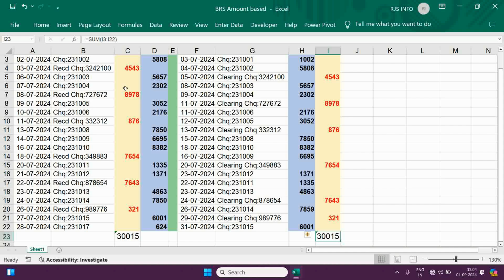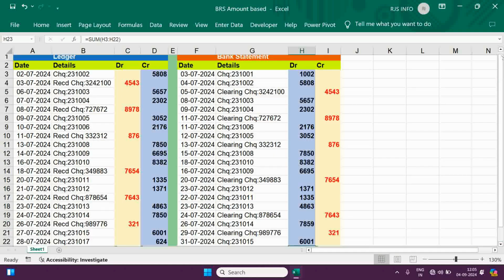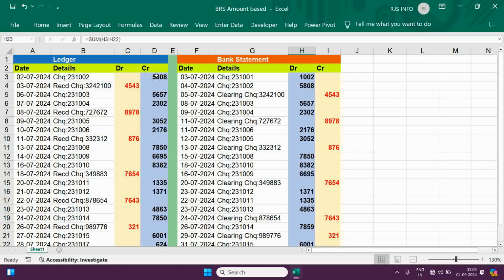Okay. Next, whatever checks we have issued to a party will be on the credit side of the ledger. So that should match with the bank statement's debit side. Just get the total. Okay, there are some differences there, so each one we have to check. For that, only the amount, we have to do some reconciliation.